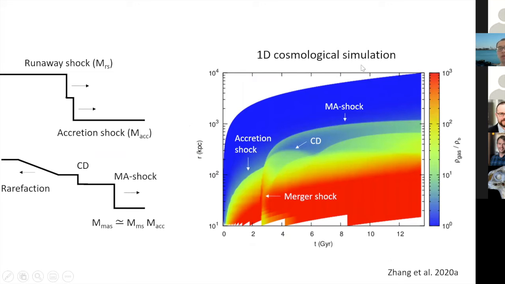Here we use 1D cosmological simulations to illustrate the formation of MA shocks. And this figure shows an example of our 1D simulations. The x-axis shows you the cosmic time, and the y-axis shows you the radius. The color represents the gas density. So you can see at the beginning, an ordinary accretion shock is formed here, and we initiate a secondary shock at t equals 2.5 gigayears to mimic the runaway shock.